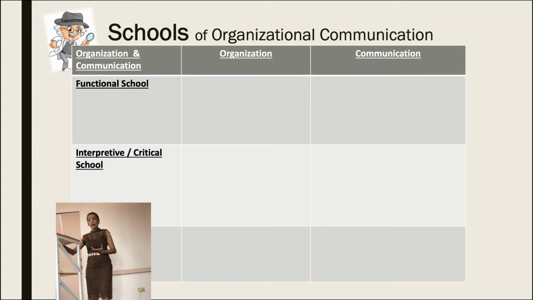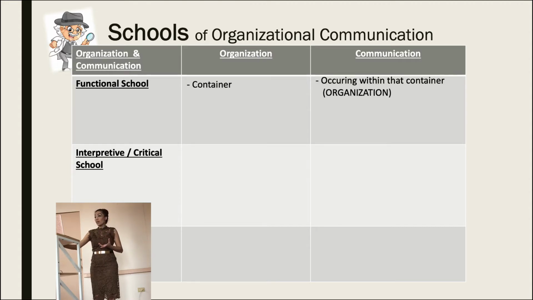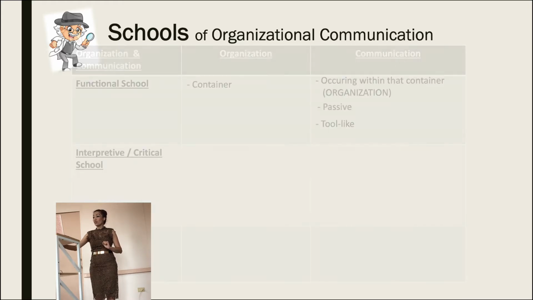So we have a table here which we will fill up as we go along. I just want you to remember that an organization for the functional school is like a container, and communication is occurring within that container. It is passive and it is tool-like. Right, let's move on to the interpretive and critical school.